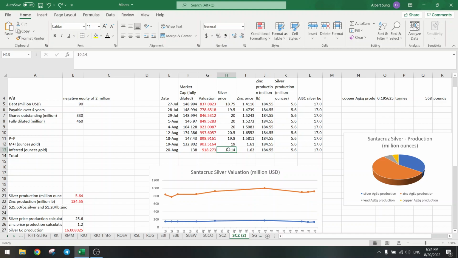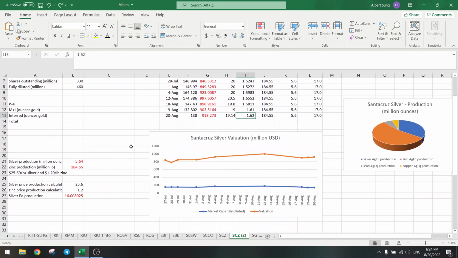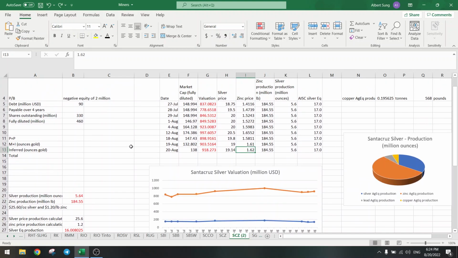This is probably more accurate. Now zinc. How low can zinc go? 1.5, 1.2, 1, 0.8. Okay, so zinc can only go to 1. 1 is probably the lowest, which I don't think zinc will go to $1. That's much too low. So yeah, there is a huge margin here. Margin is very good.